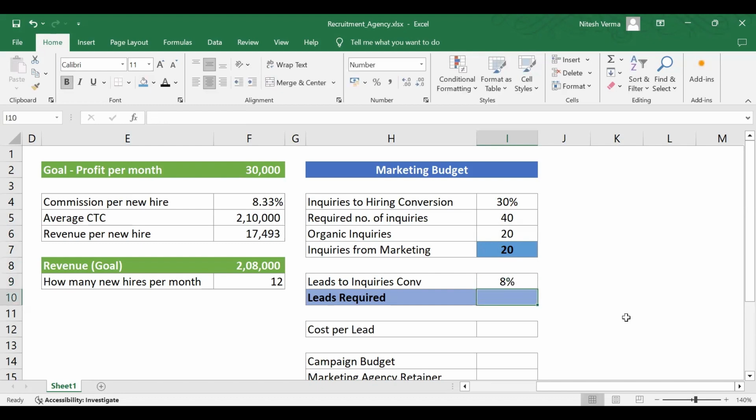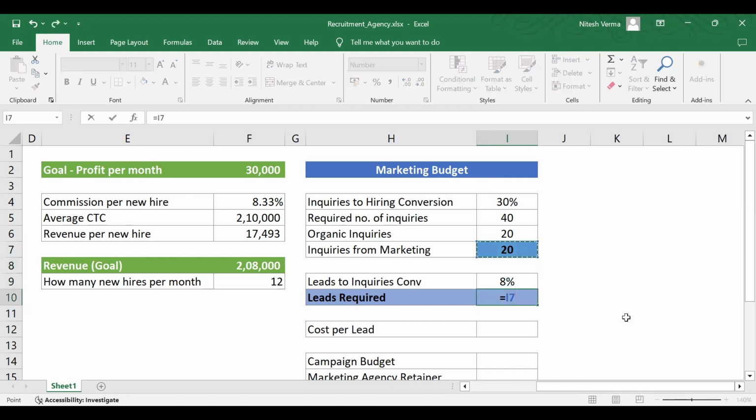If they receive 100 leads, not all leads would be relevant. Some may be out of scope, some may be junk leads. So out of every 100 leads, they're able to move 8 into the inquiry funnel and then to successful closure. So let's say 8% is the conversion from leads to inquiry. If they need 20 inquiries, how many leads do they require?